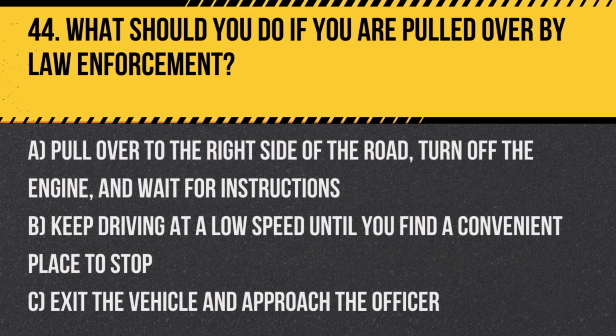Question 44. What should you do if you are pulled over by law enforcement? A. Pull over to the right side of the road, turn off the engine, and wait for instructions. B. Keep driving at a low speed until you find a convenient place to stop. C. Exit the vehicle and approach the officer. Answer. A. Pull over to the right side of the road, turn off the engine, and wait for instructions. This demonstrates compliance and respect for the safety of both the driver and the officer.